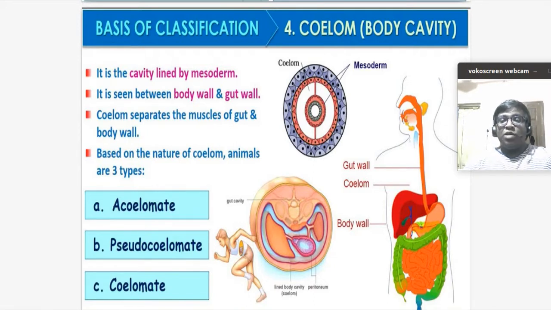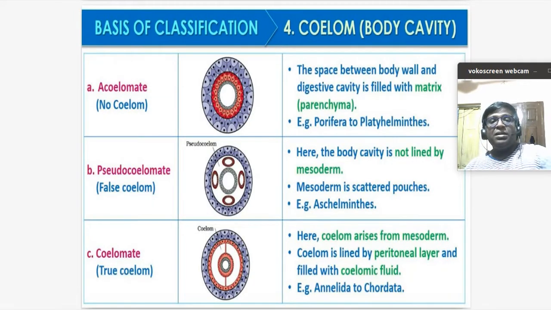So in coelomate, the body cavity is lined by mesoderm, and the body cavity is found in between the body wall and the gut wall. When we talk about the gut wall, we are talking about the alimentary canal. In between the body wall and the alimentary canal, they have a cavity. And if that cavity is lined by mesoderm, we call them coelomate animals. So let us study about them in detail. These three diagrams, you should remember.